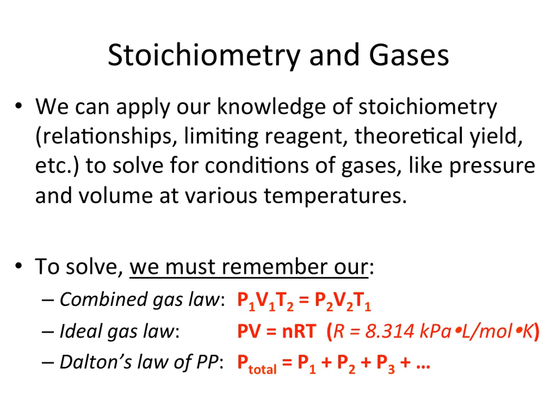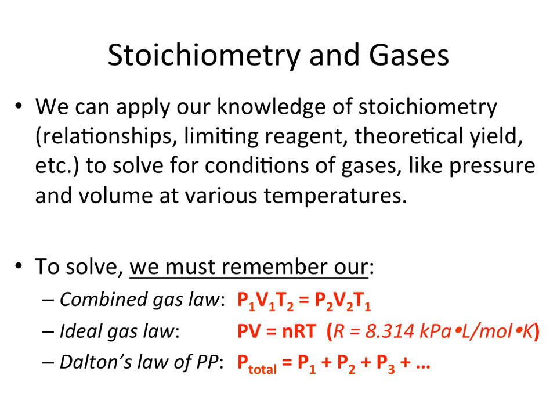So when we're looking at stoichiometry and gases, we can start applying the knowledge that we've gained in our previous chapters. We know how to do relationship questions where we're relating one species to another. We also have to remember our limiting reagent, theoretical yield, percent yield, etc. Except in this case, we're going to be solving for gases in various conditions, for example, different pressures and different temperatures and different volumes of the containers.